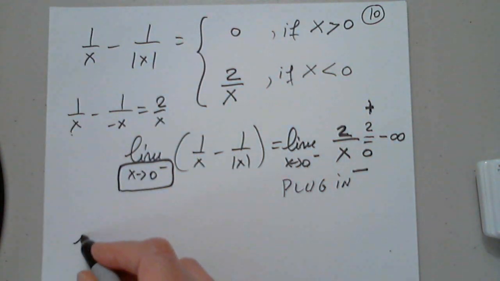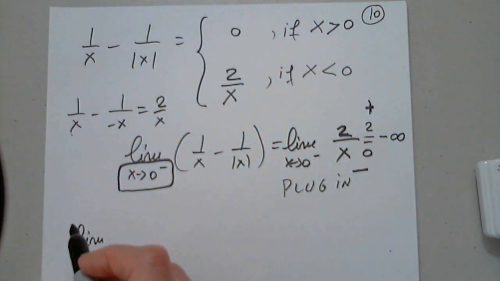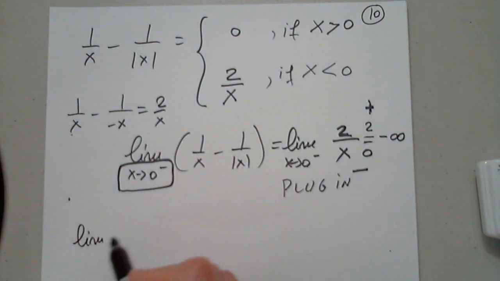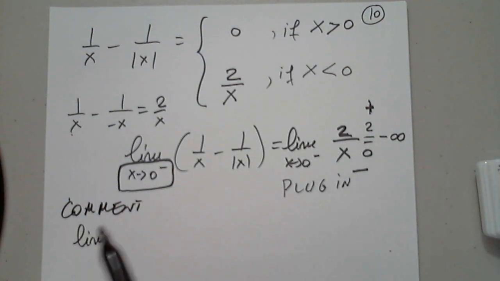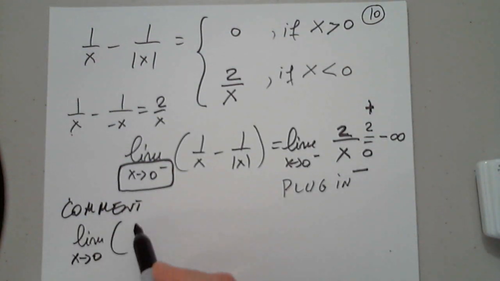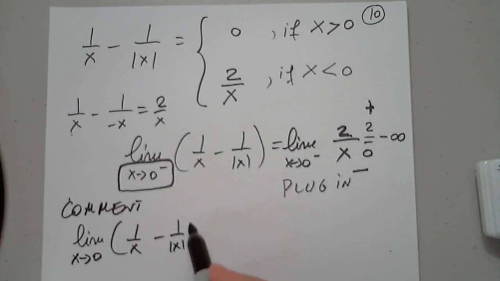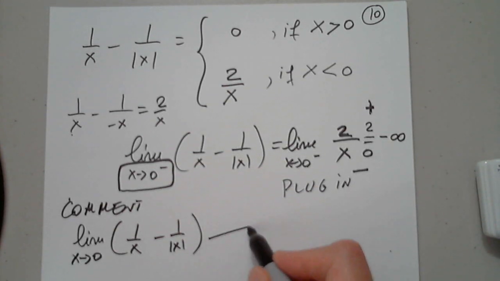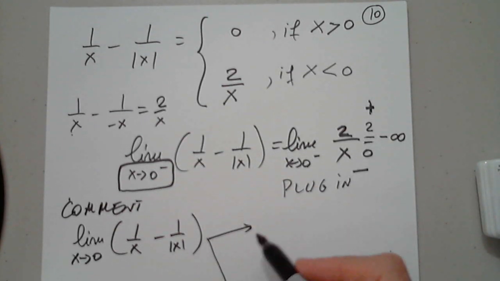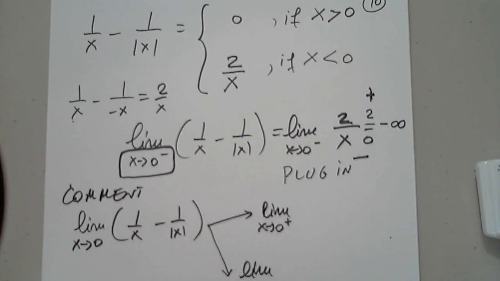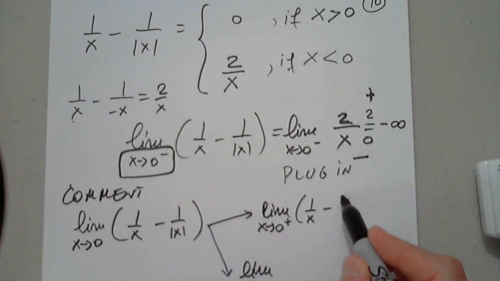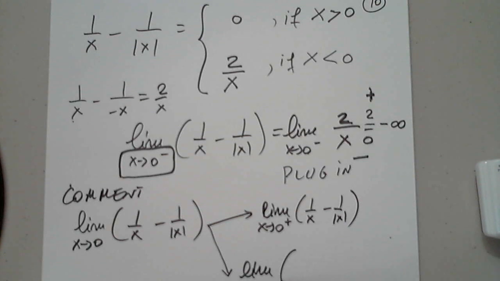So here's a very important comment. If the original question were this, then I would have had to determine the limit as x approaches 0 from the right and the limit as x approaches 0 from the left of this function. I cannot conclude DNE.